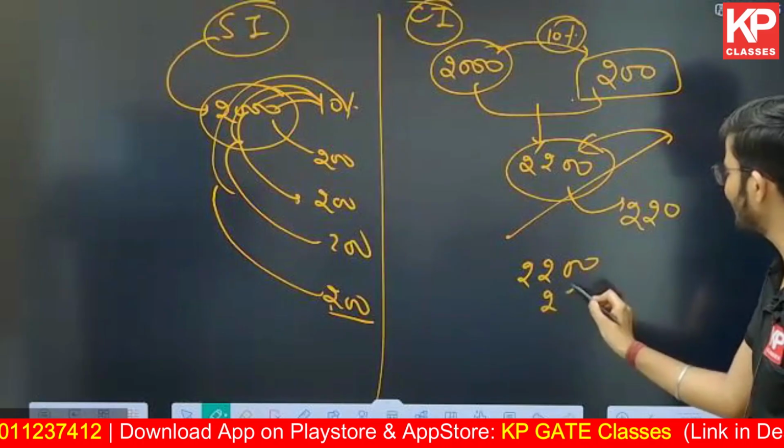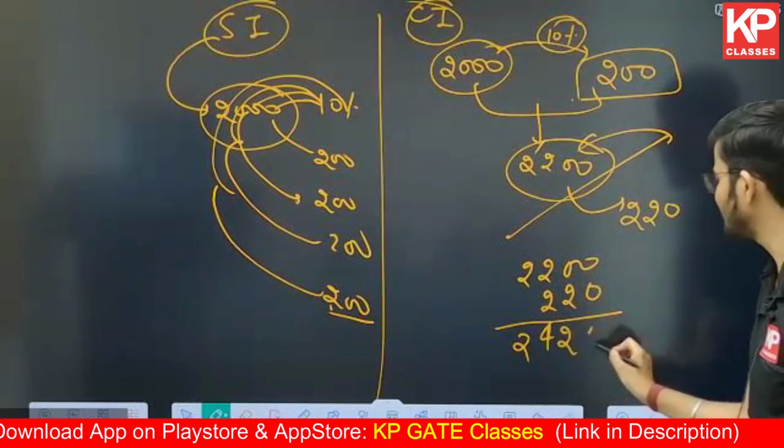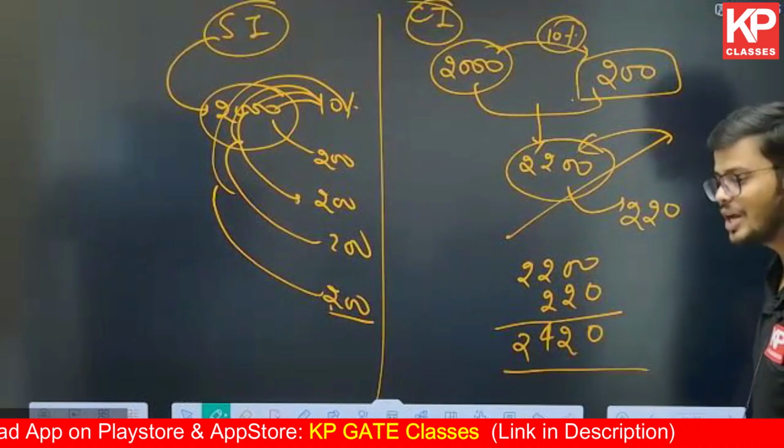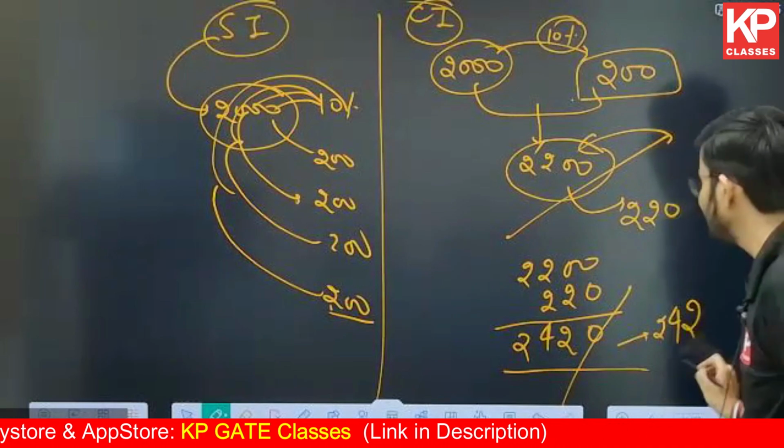Now I got an interest of 220. So now in my bank account, the total money that is there is 2420. Next year I'll be getting an interest of 10%, which will be 242. So that is the difference here.